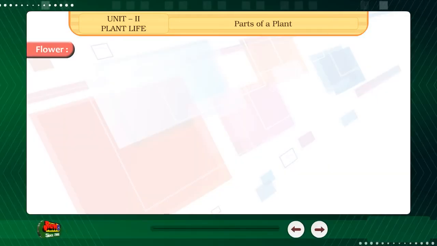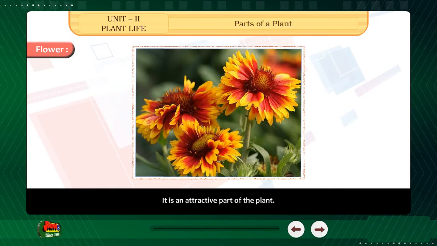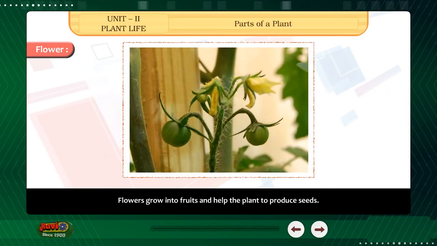Flower. Many plants bear flowers. It is an attractive part of the plant. Some flowers are scented. Flowers grow into fruits and help the plant to produce seeds.